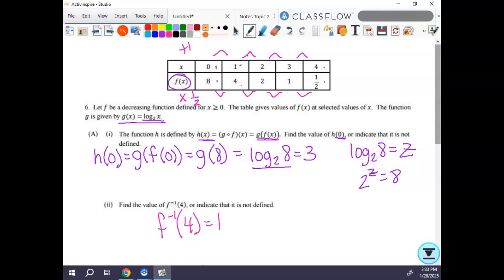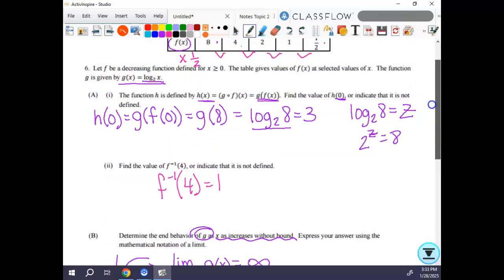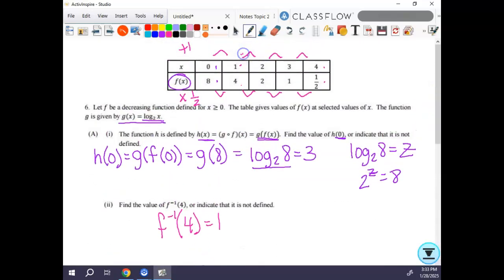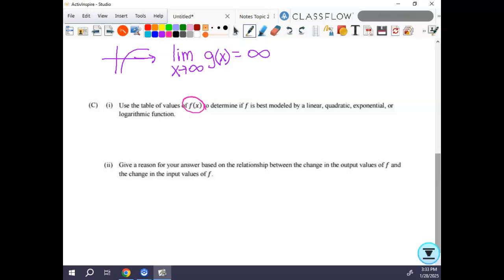Okay, now here's what I want you to pay attention to on this. This part only says determine if it's best modeled. It does not say that we have to explain it here. So if you notice also on my paper key, I had to draw an arrow because I did way too much here. But the answer here, I guess we need to go back up there and look at that again. I have equal length input value intervals and my outputs are being multiplied. That makes it exponential. So I can just say F is best modeled by an exponential.